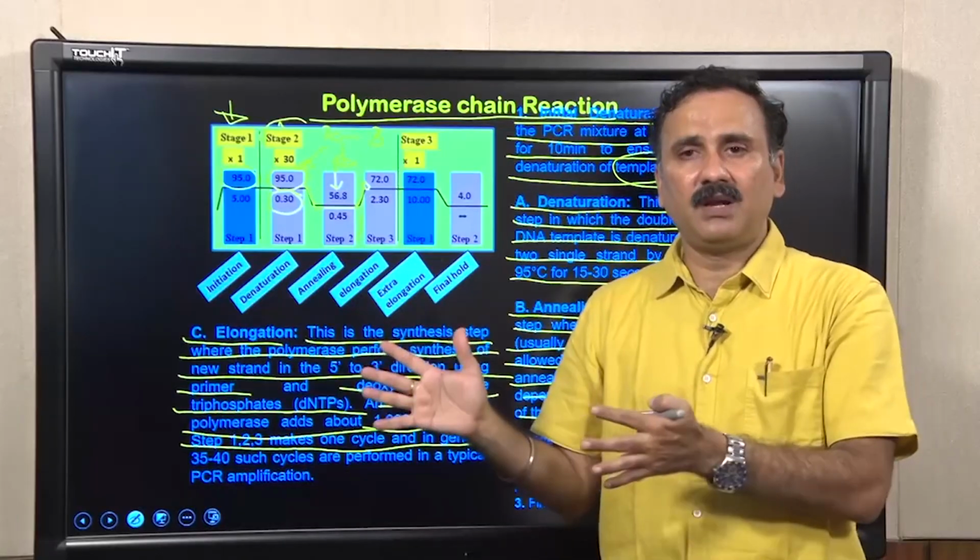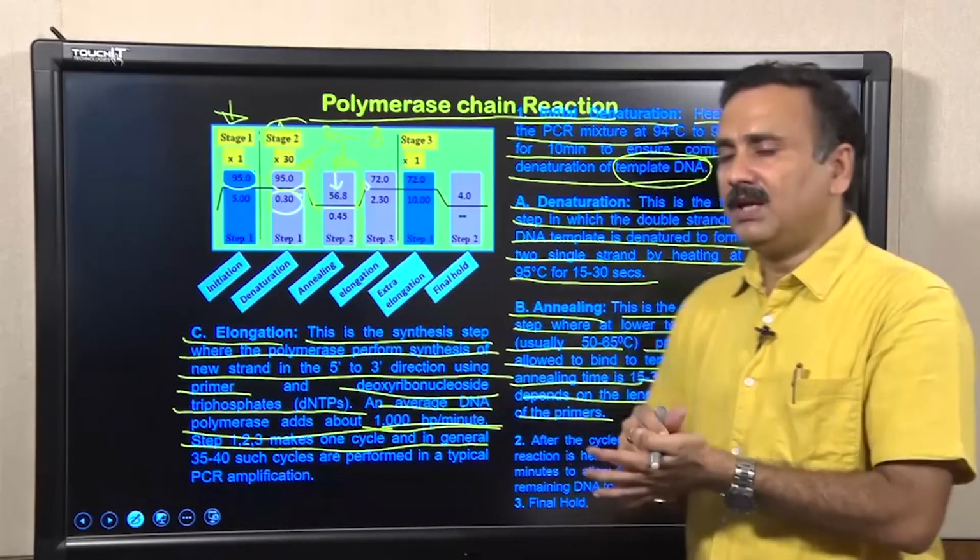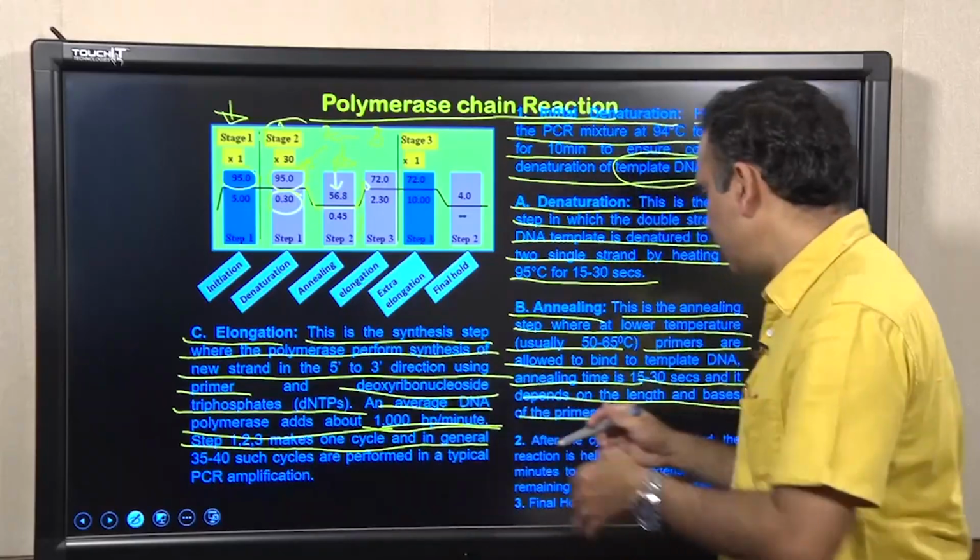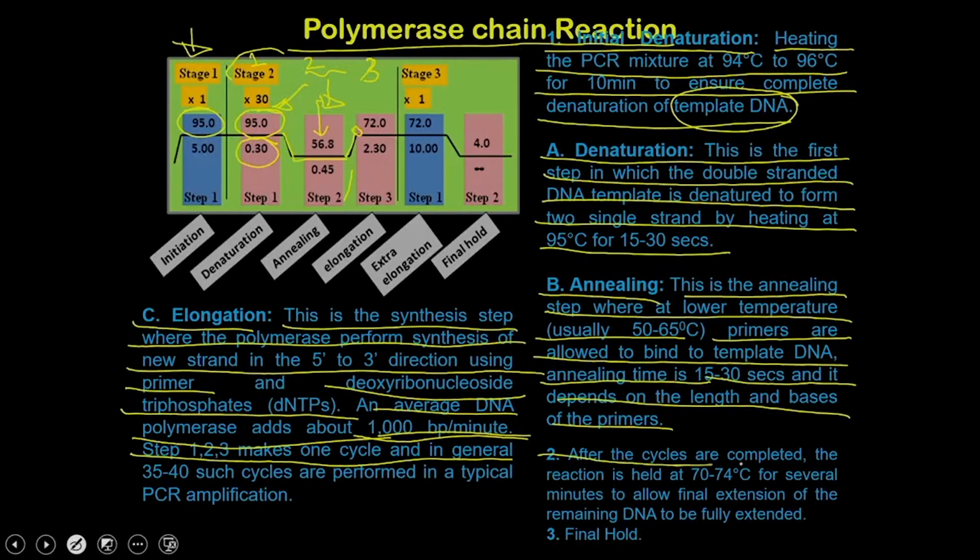Once that amplification is over, then you can ask the machine to enter into the next phase. After the cycles are completed, the reaction is held at 70 to 74 degrees Celsius for several minutes to allow the final extension of the remaining DNA, and then you ask for the final hold.